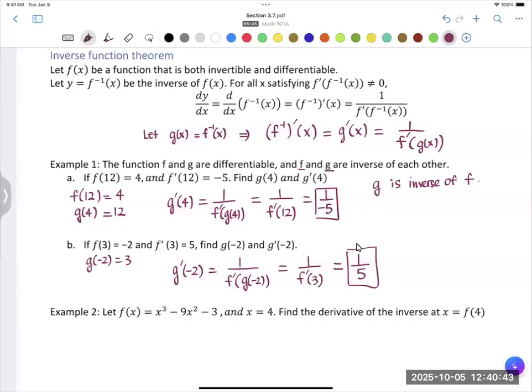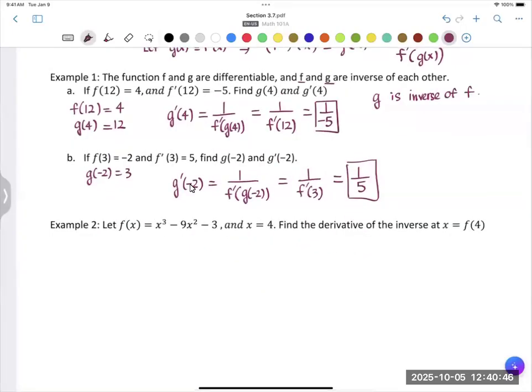Now let's say we don't have the input and output value like the one above. Can we do it? Number example 2: I have the function f of x equals x cubed minus 9x squared minus 3, and x is equal to 4. I want to find the derivative of the inverse at x equals f of 4. Okay, it's going to be pretty confusing, right?